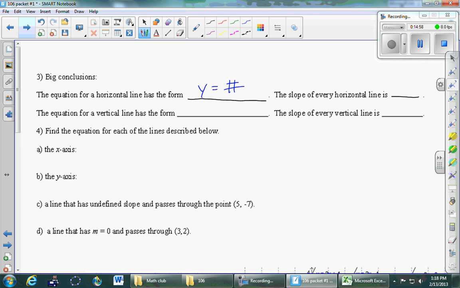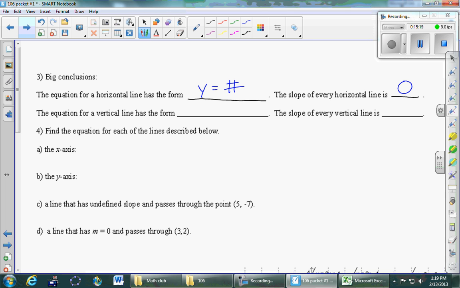Katrina? y equals b is good. b is the y-intercept, is true. The slope of every horizontal line. The two choices that we just saw were undefined and 0. Just go back, make sure you pick the right one. These ones are 0.